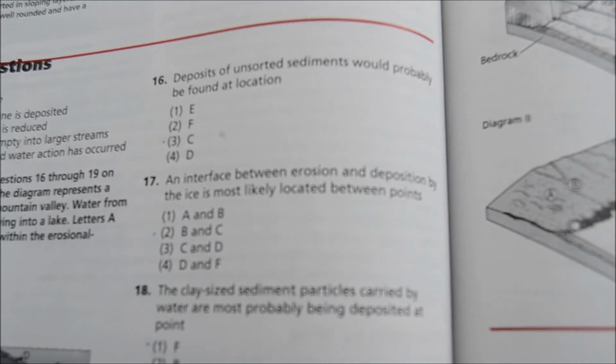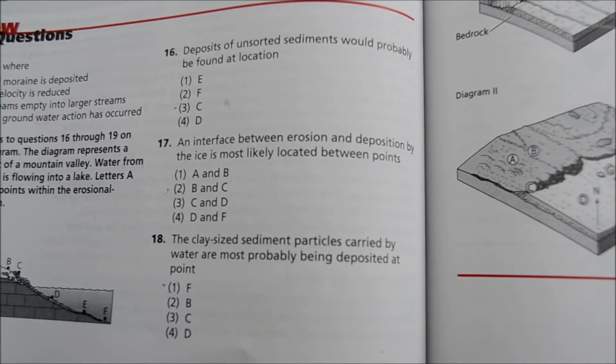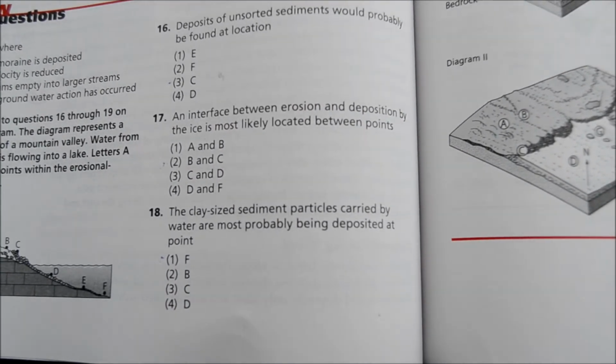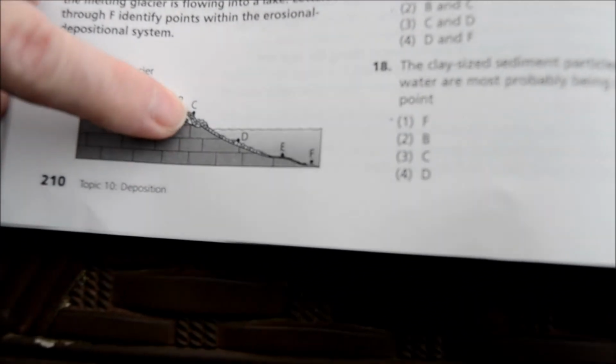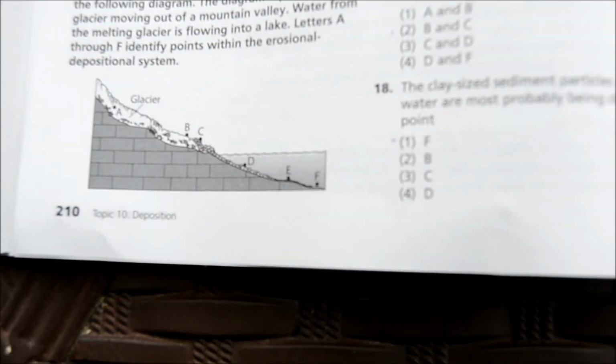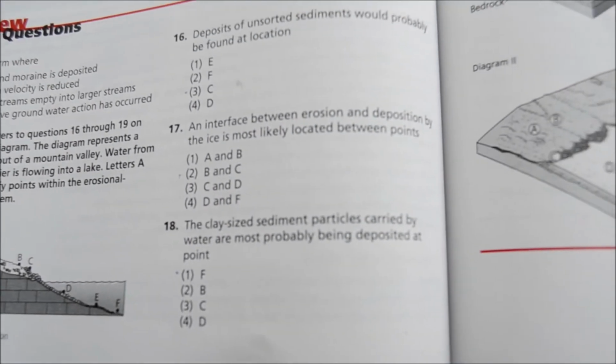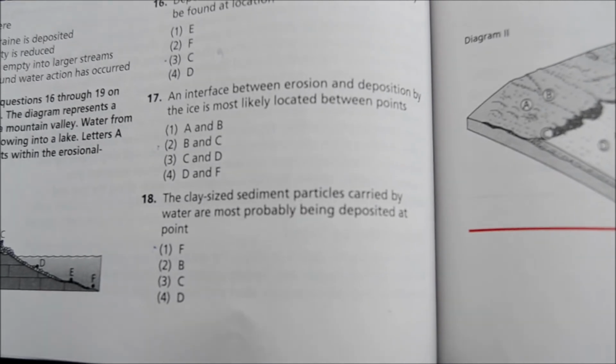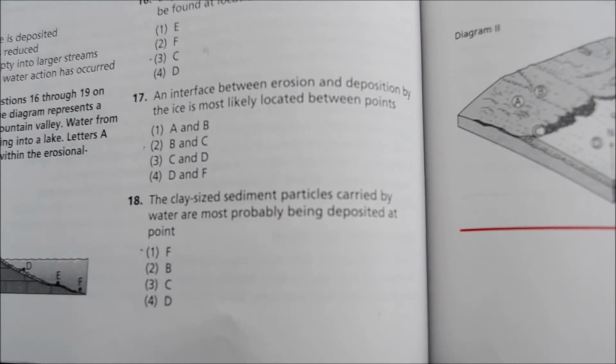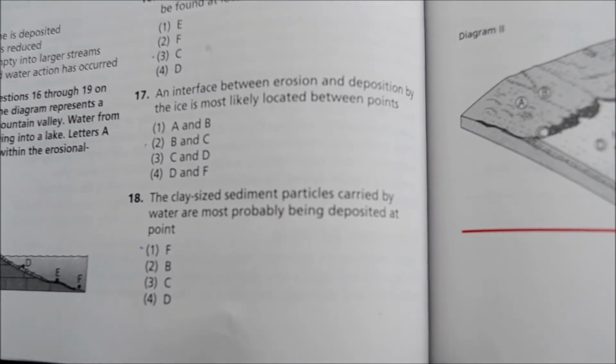Deposits of unsorted sediments would probably be found at location, well, that's going to be choice C, because that's our terminal moraine. It marks how far the glacier actually made it before it recedes backwards. So it's dumping everything. Interface, remember, we talked about, means a boundary between two things.